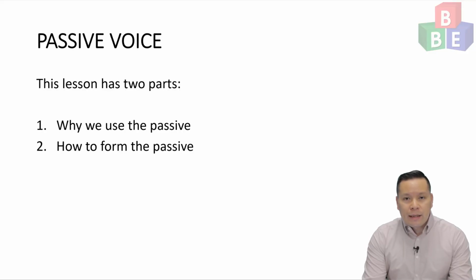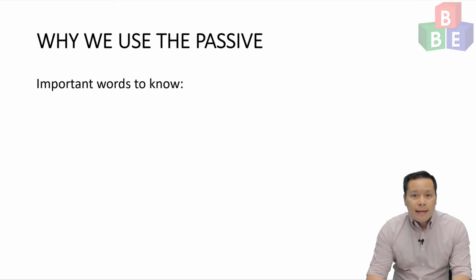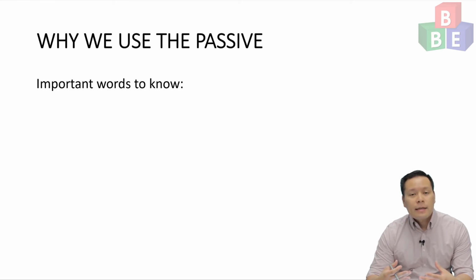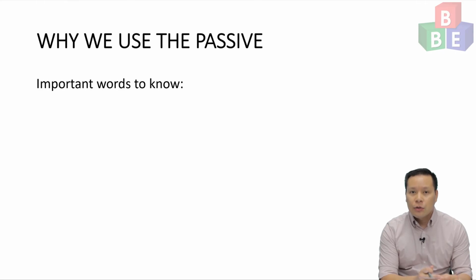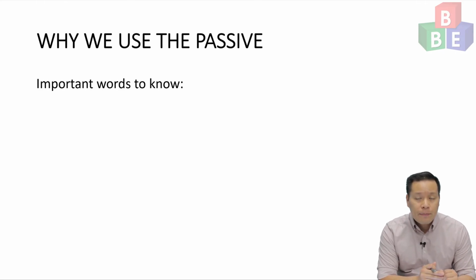As this grammar topic is quite large and complicated, it will come in two parts or two videos. In the first part, in today's lesson, we're going to look at why we use the passive. And in the second video, we're going to look at how we form the passive. But before we begin today's lesson, there are some words that I do need to teach you because these are some important teacher words that teachers and grammar books like to use when they explain the passive voice.